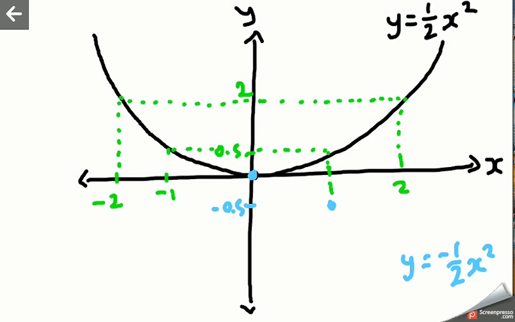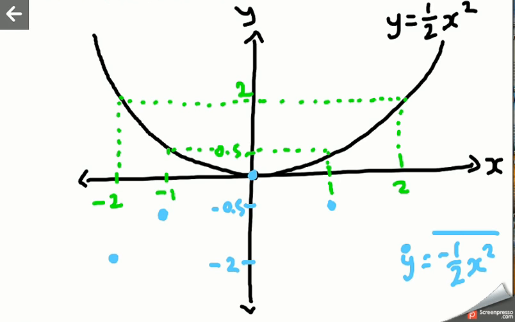Similarly, when x equals negative 1, we're going to get the same thing, because negative 1 squared is still 1. How about x equals 2? If x is equal to 2, then y is going to be negative 1/2 times 2 squared, which is negative 1/2 times 4, so negative 2. So we're going to go through this point. And similarly, when x equals negative 2, y is still going to be equal to negative 2.